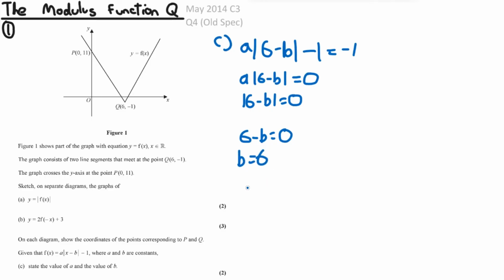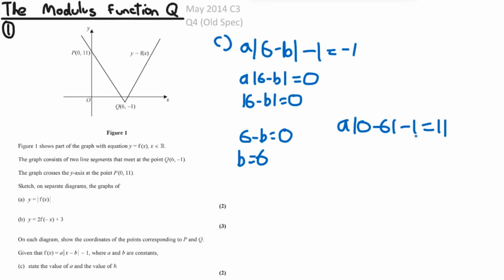And therefore what we can do is use this point and know the fact that b is equal to 6 in order to find a. So this is going to be a of the modulus, and then x here is 0, so it's going to be 0 minus b, which we now know is 6, so it's going to be 0 minus 6, and then end of modulus, minus 1, and this is equal to 11.